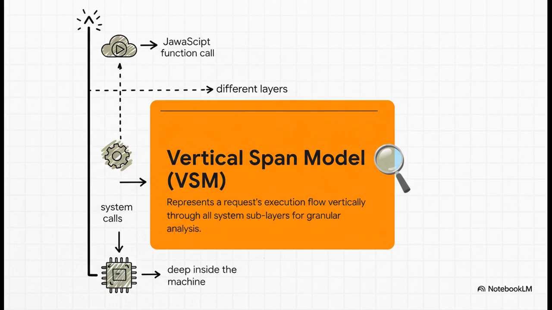What it does is it links everything together across all those layers. It connects a single line of your JavaScript to the exact system calls it's making deep inside the machine. So what does this mean for developers? It means you can stop guessing. You can see with certainty exactly which layer is causing the problem.